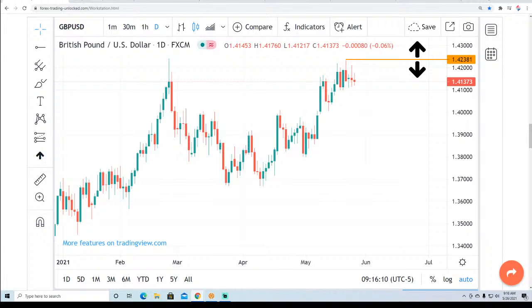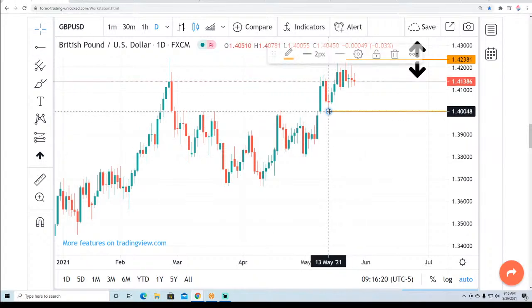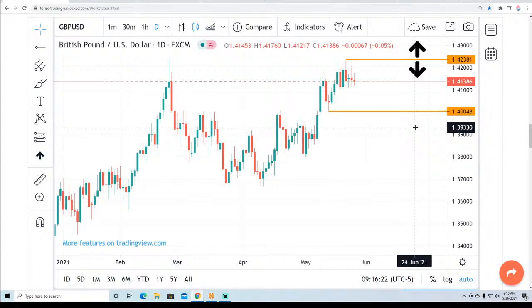Outside of that, I would be very cautious trying to sell into this market. It is a bull market. It's been making higher move highs and higher move lows. However, if we can take out this support level here around $1.40 even, then I would say we have a good chance of coming back towards this $1.39, $1.38 area.